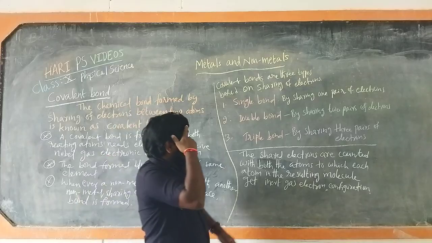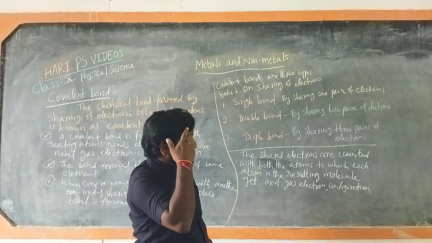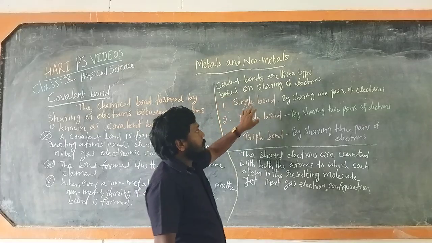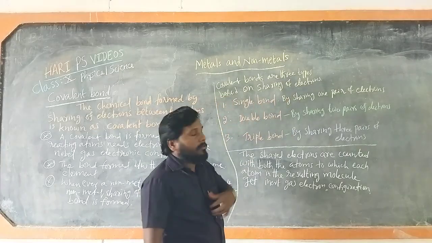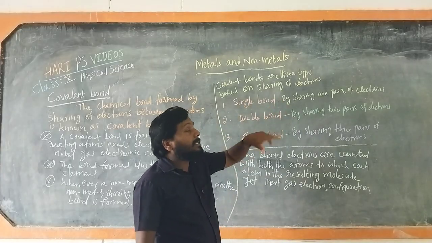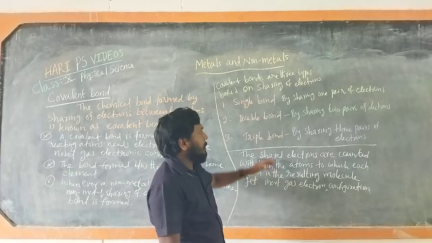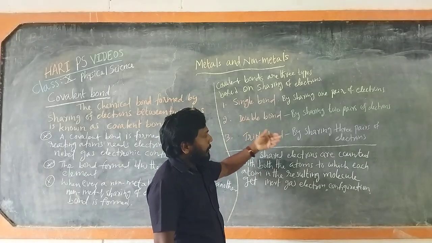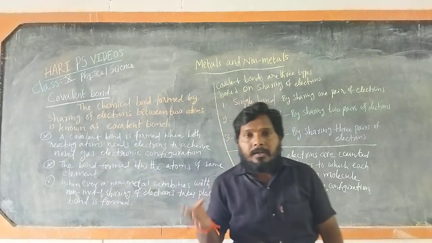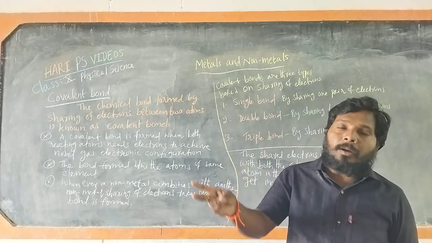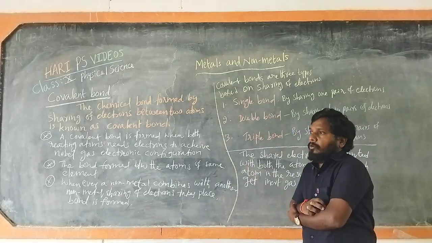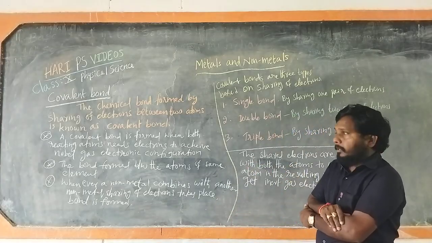covalent bond is of three types: single bond, double bond, triple bond. By sharing one pair of electrons, a single bond is formed. By sharing two pairs of electrons, it's called double bond. And by sharing three pairs of electrons, triple bond. So there are three types: single bond, double bond, and triple bond. So this is about how the covalent bond is formed.